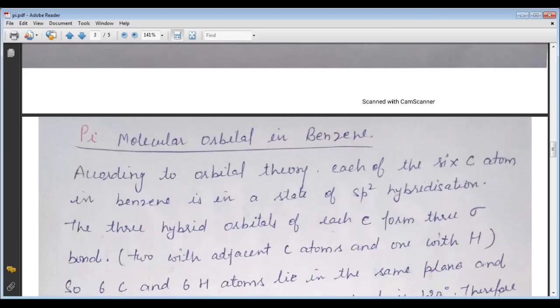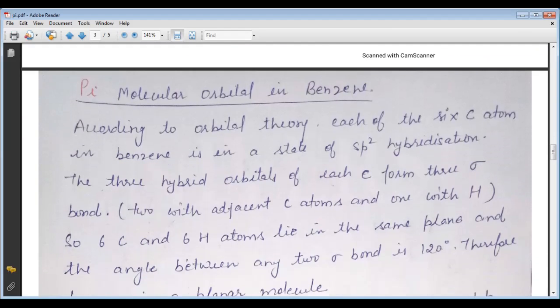Okay, now come to the next. So here now come again to another molecular orbital, another pi molecular orbital which is present in benzene. So in this topic, we are going to discuss the orbital structure of benzene and the delocalization of the electrons. Okay, so first of all, we know that benzene has a ring structure. Okay, the formula of benzene is C6H6.